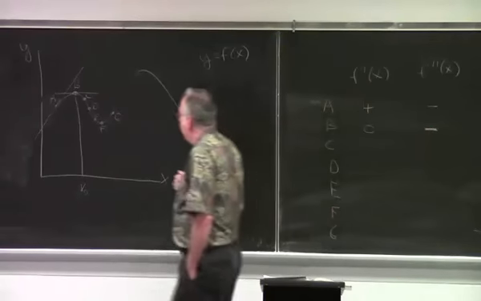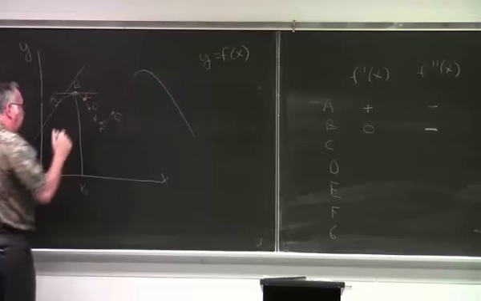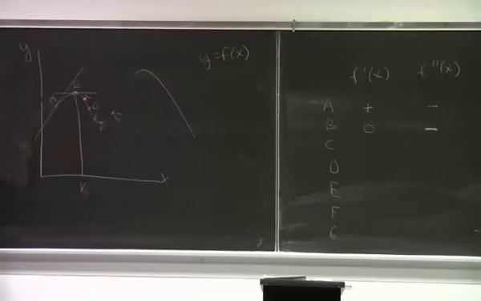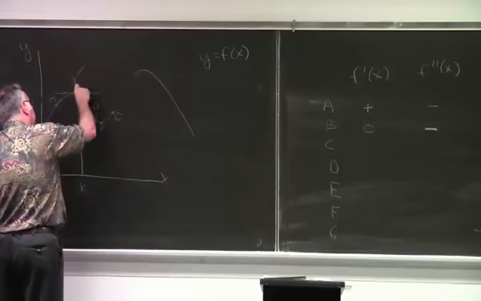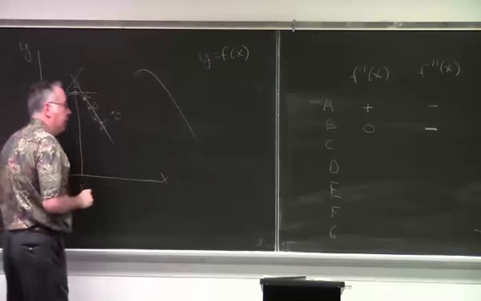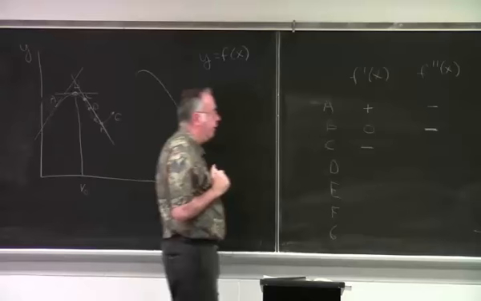At point C, what is the sign of the first derivative? Negative. Clearly, if you draw a tangent line at point C, it has a negative slope. What is the value of the second derivative at point C?